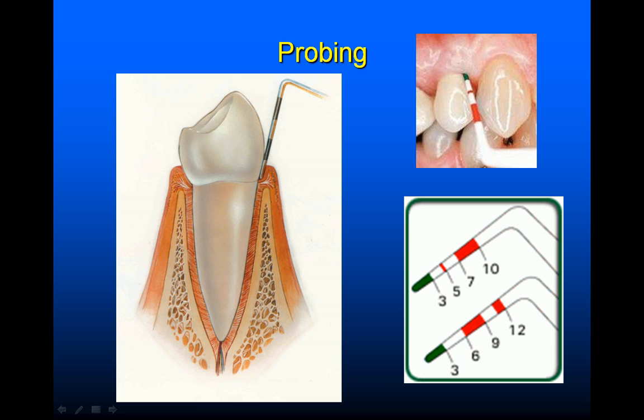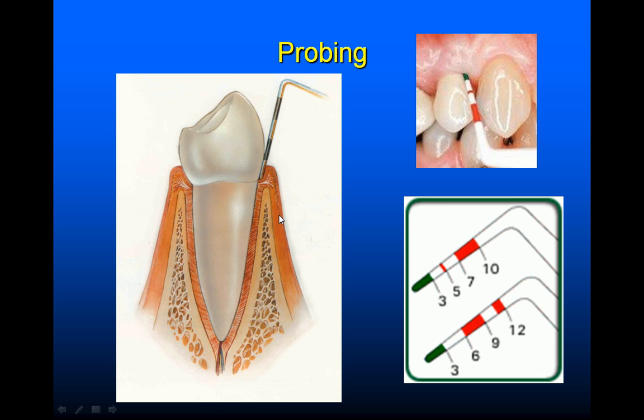This slide shows probing. Now the operator, either the hygienist or the doctor, will use a periodontal probe. They will insert the probe into the sulcus surrounding the tooth, and by doing that, they are measuring the depth of the pocket. Remember, 3 millimeters is the magic number. 3 millimeters and less is considered healthy. Anything deeper than 3 millimeters is considered unhealthy.